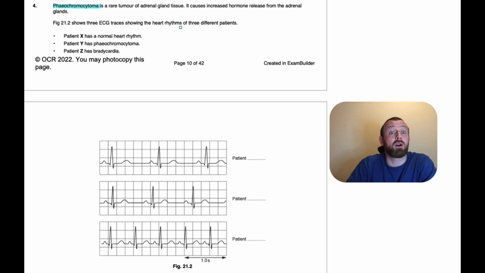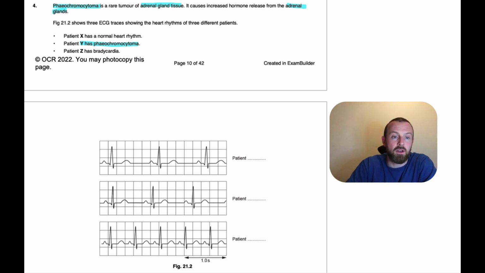Pheochromocytoma is a rare tumour of the adrenal gland tissue. It can cause increased hormone release from the adrenal glands. And here's some ECG traces. X, normal heart rhythm. Y has this pheochromocytoma. And Z has bradycardia.